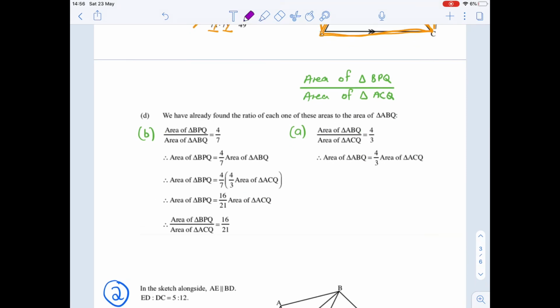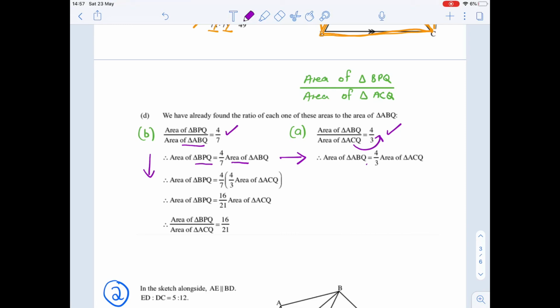Because once again, the setting up is the important thing. So we've already found out from number B, this true fact. And we found out in number A, this true fact. So now it's to link them together. So we therefore know that if we work down here first, the area of triangle BPQ is equal to, all we're doing is we're just multiplying by that, we're taking it to this side. And then we go over here, and the area of ABQ is equal to 4 over 3, we're taking that, and we're timesing it on that side over there, and we get 4 over 3 times the area of ACQ.